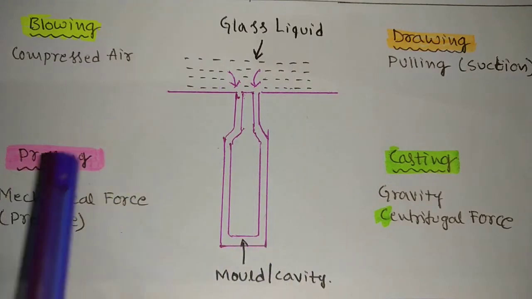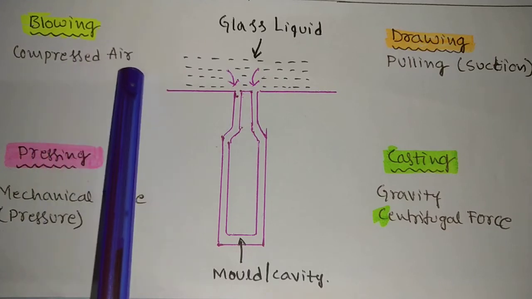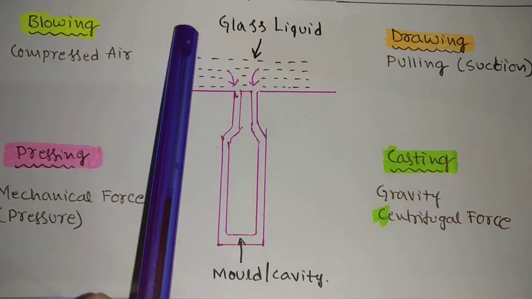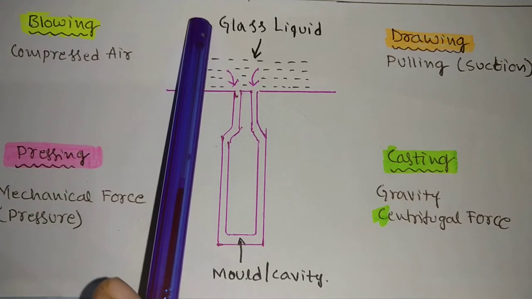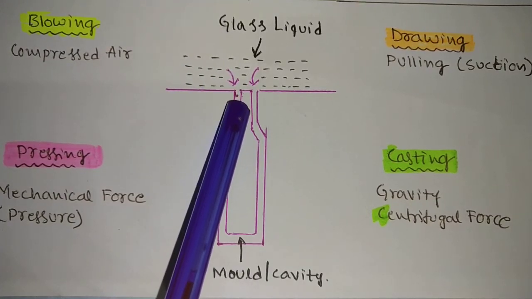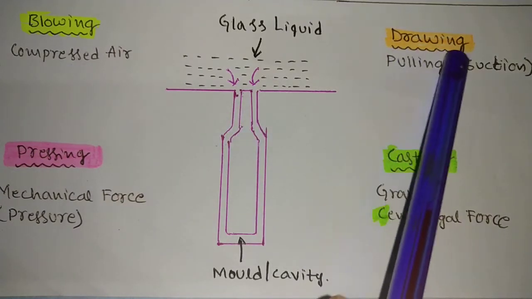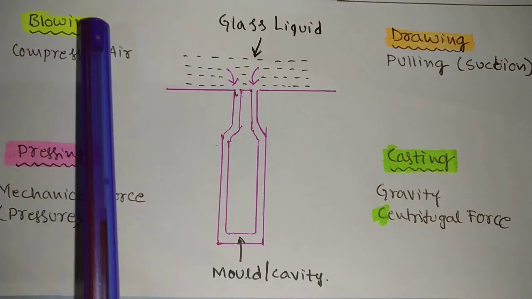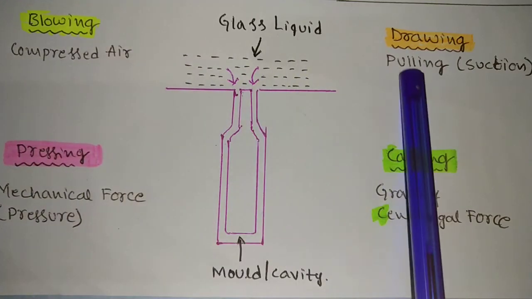See here now, blowing. In this method we use compressed air to send the glass liquid into the mold. Here we can put a fan or compressed air, so that the compressed air will push the glass liquid into the cavity. And the second one, drawing. The name itself indicates it. Here also the name indicates blowing: air, we are using air just like a blow.